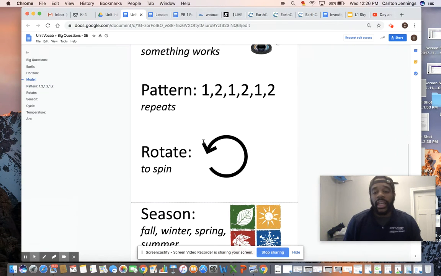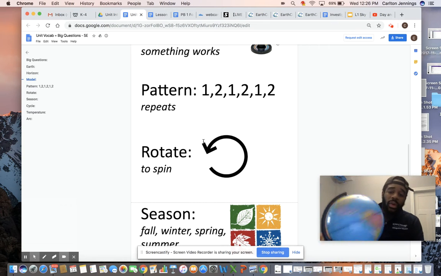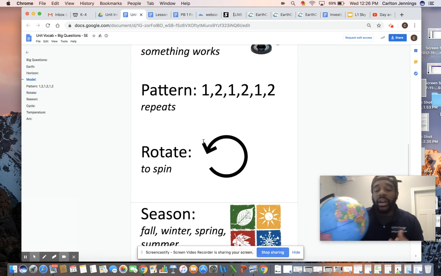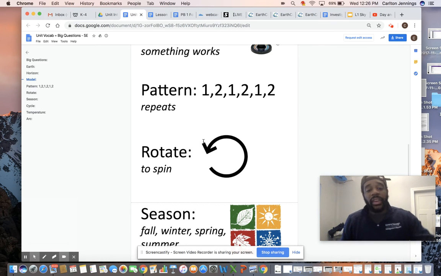Everybody say rotate. Good. Rotate means to spin. When something rotates, that means that it spins. For example, I have a model of the Earth here. When I rotate the Earth, it is spinning around, and that's how the Earth moves every day.